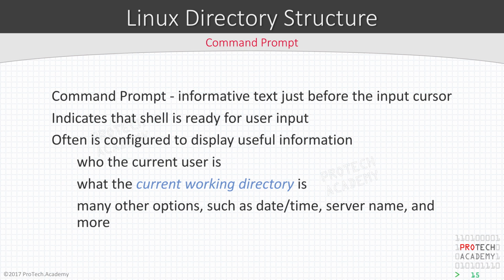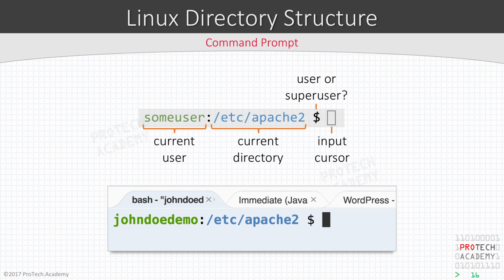The typical default prompt shows which user we are logged in as, what directory we are currently in, and what permission level we are at, user versus administrator. Here's a look at the standard bash prompt in Ubuntu on our Cloud9 system. We see the current user, a colon divider, the current directory, and then a $ sign.